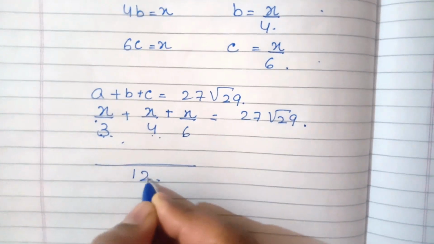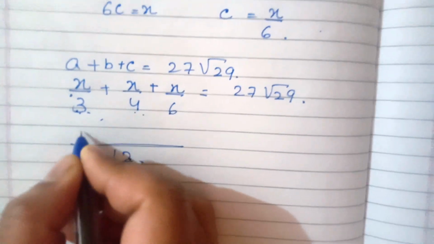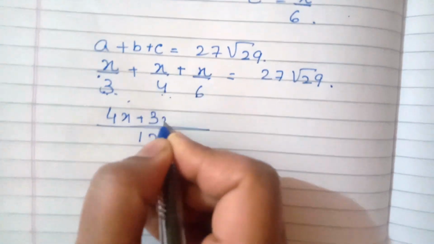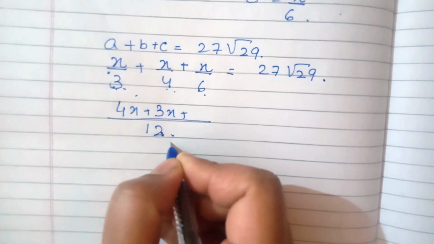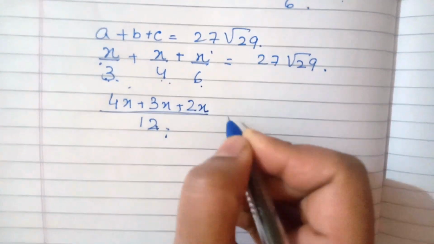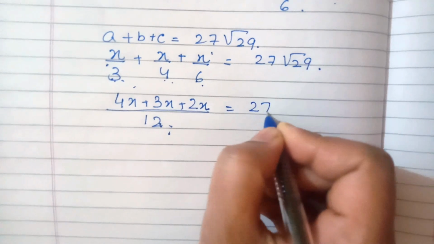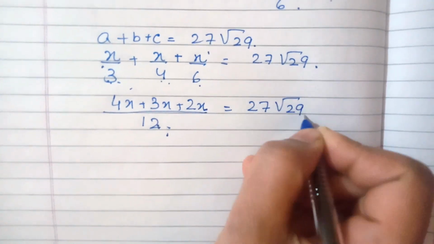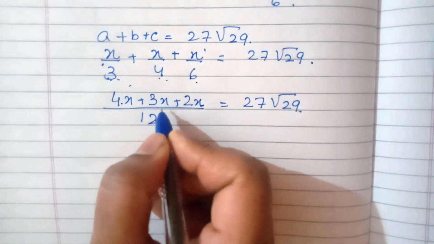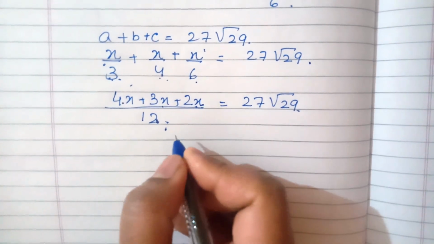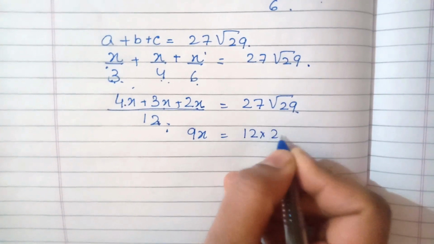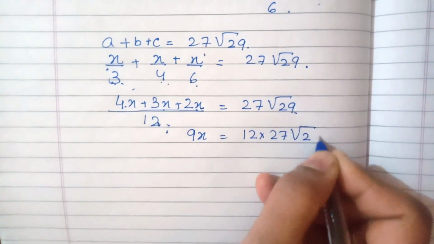So in 3's table 12 comes 4 times, so 4x, plus in 4's table 12 comes 3 times, so it will be 3x. In 6's table 12 comes 2 times, so 2 will be multiplied in the numerator and it will be 2x is equal to 27 under root 29. 12 is dividing here, so it will go this side. 4x plus 3x plus 2x will be your 9x. So 9x is equal to 12 into 27 under root 29.